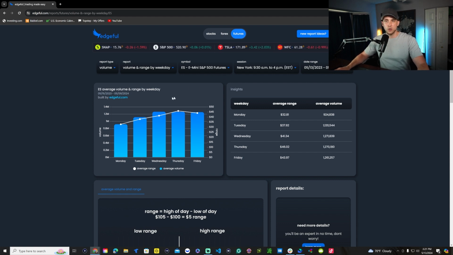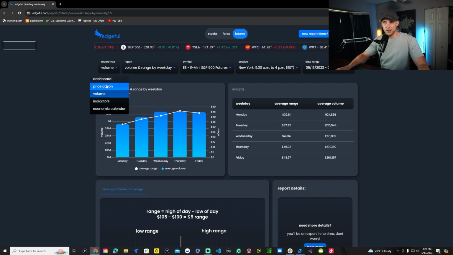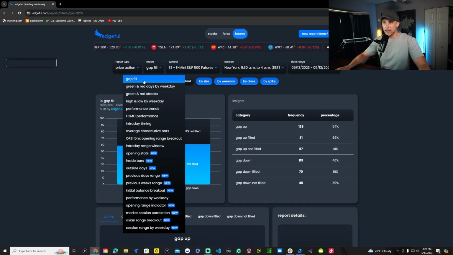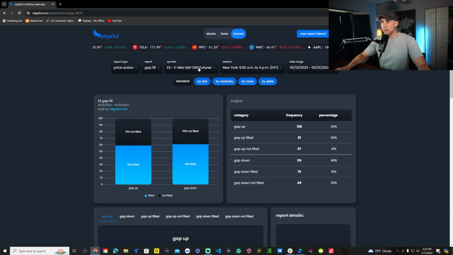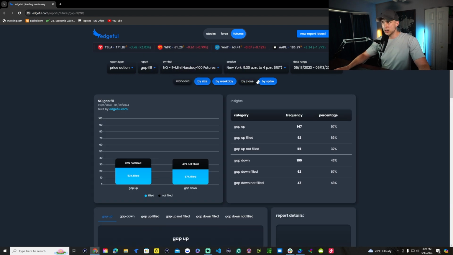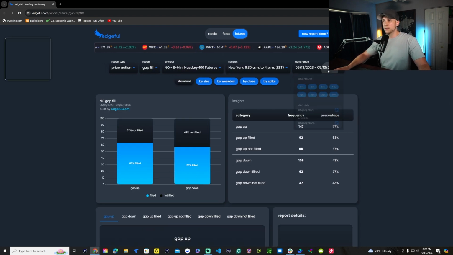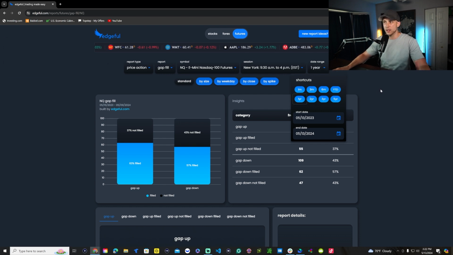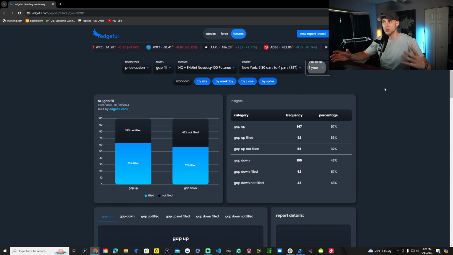So I'm going to go in here and I chose futures. I want to look at gap fills. All right, so let's go into price action on report type. We have gap fill already selected. I'm going to choose the E-mini NASDAQ market for the New York session. And for date range, I'm going to trail it by a year, just that way I get all the data, I get a good sample size.